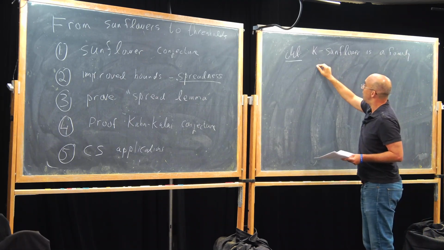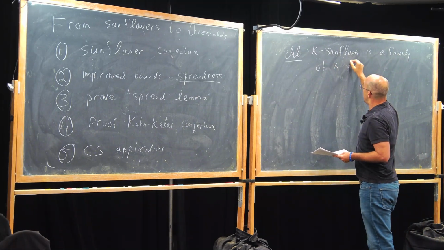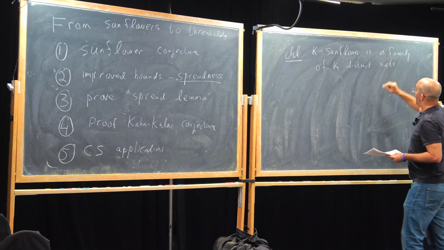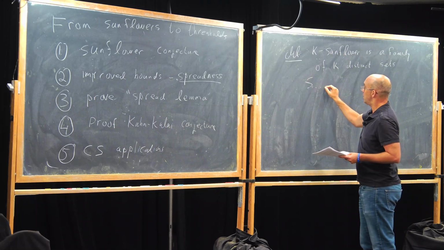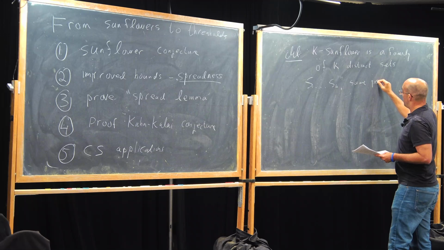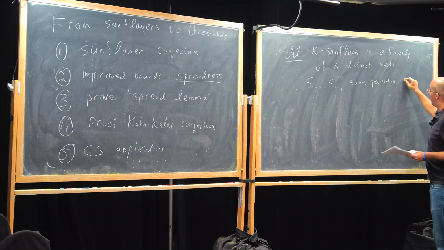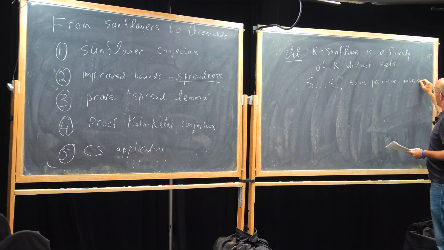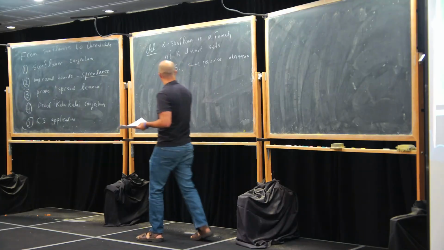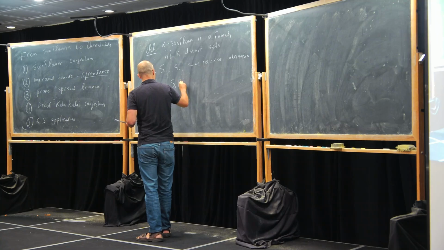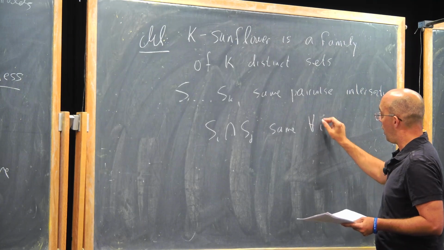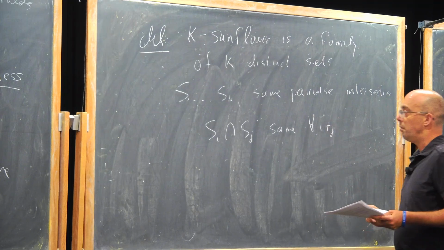a family of k distinct sets. Let's call them S1 up to Sk, that have the same pairwise intersections. So what do I mean by that? There are 2 ways you can think about it. One way is just to write that Si intersected Sj is the same for all i not equal to j, but maybe this is not so intuitive.